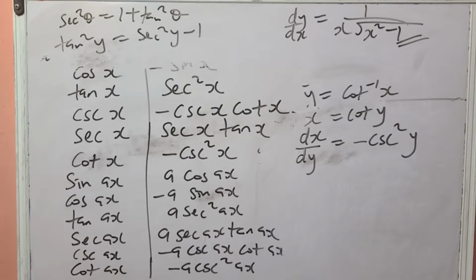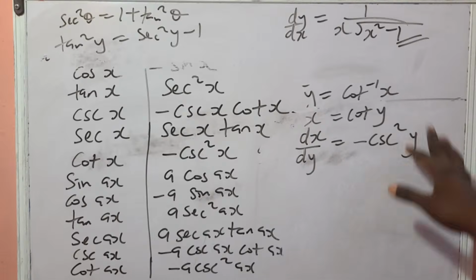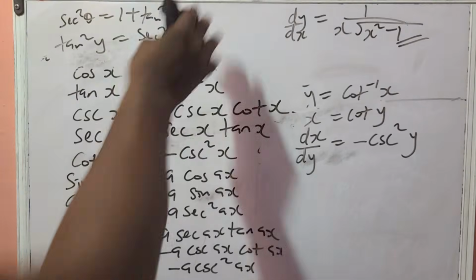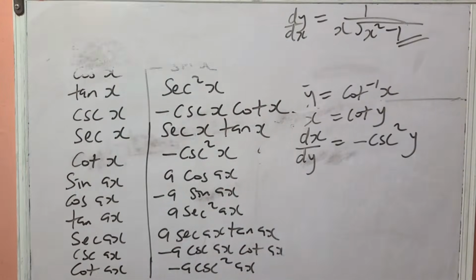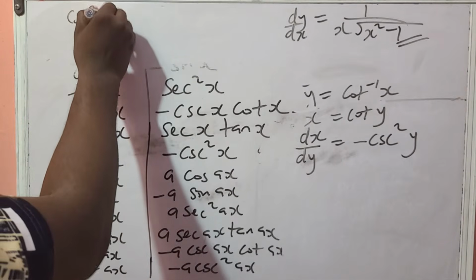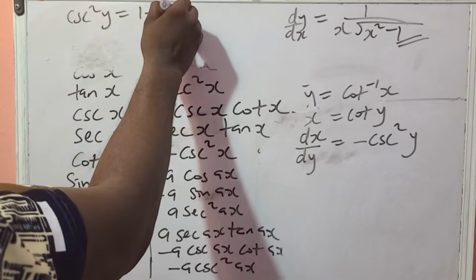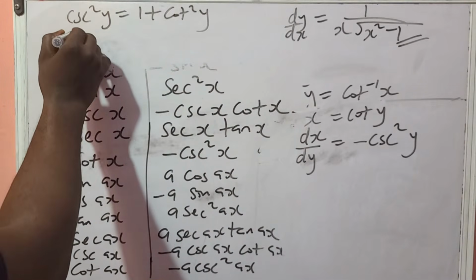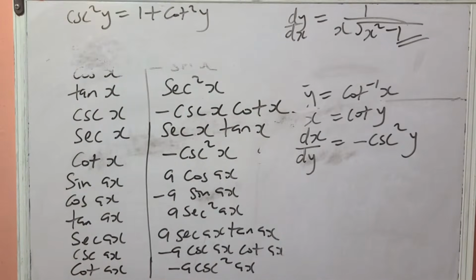All right, good. So what's the next thing to do? Now, you need to remember your trig identity. I've been saying this before, and I keep saying it. If you have issues with trig identities, you would have serious issues with calculus. Cosec square y will be equal to 1 plus cot square y. This is a trig identity. So that means you can easily use this, obviously.